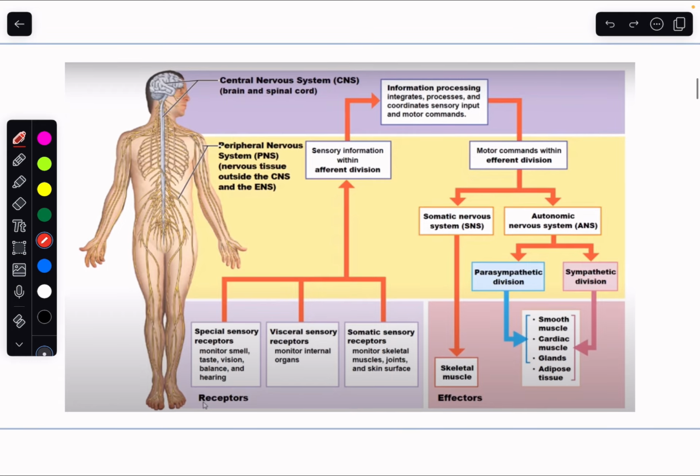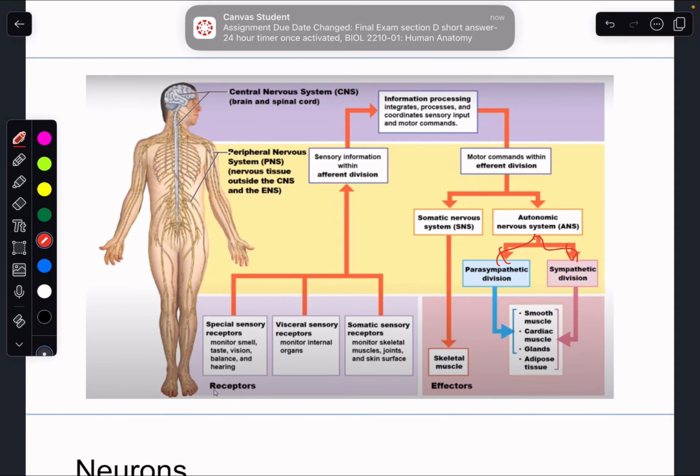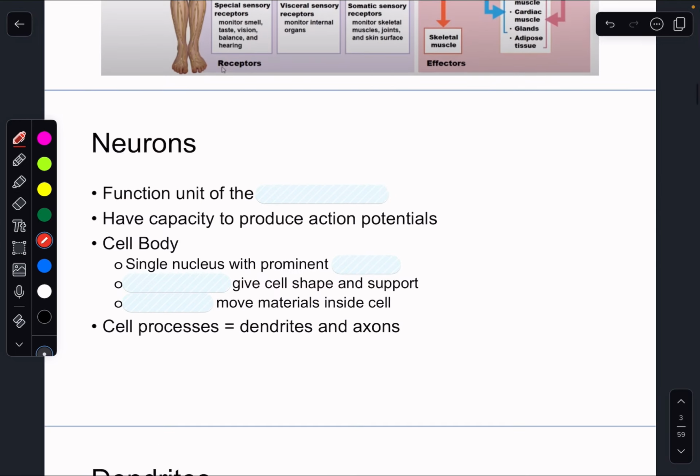The efferent also divides into two different divisions. We first have the somatic nervous system and the autonomic nervous system. And then the autonomic nervous system again splits into two more divisions, which are the parasympathetic and the sympathetic division. I'll be explaining more information throughout the video, so let's just keep going.